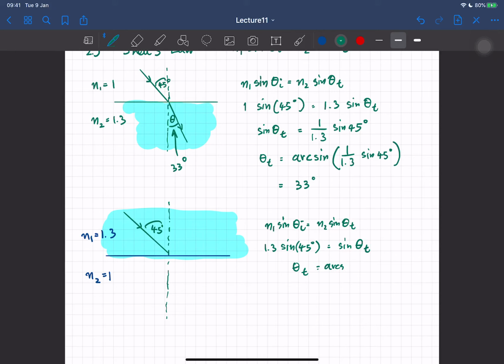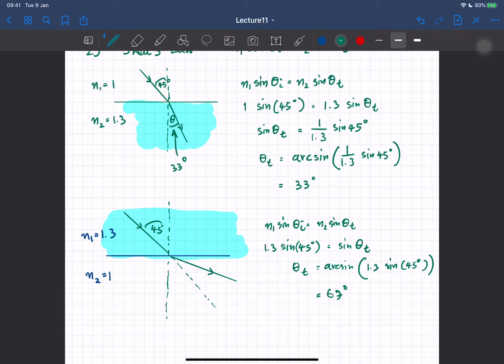So theta t is arc sine of 1.3 sine of 45 degrees, like this. Okay, and then if you use your calculator, you get 67 degrees roughly. 66.8, but it's 67 with the rounding. So what happened here? The incident angle is 45, but the transmitted one is 67. So it's larger. So it bends away from the normal line, okay, which is different from what we had before. So in that case, this is the original path. It's going to be larger, so it's going to bend like this.